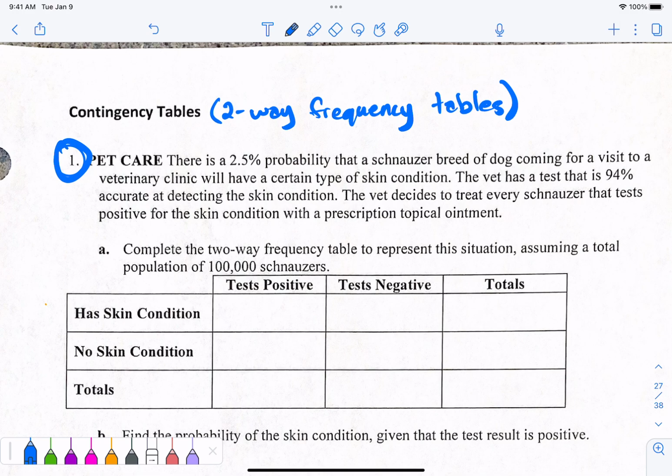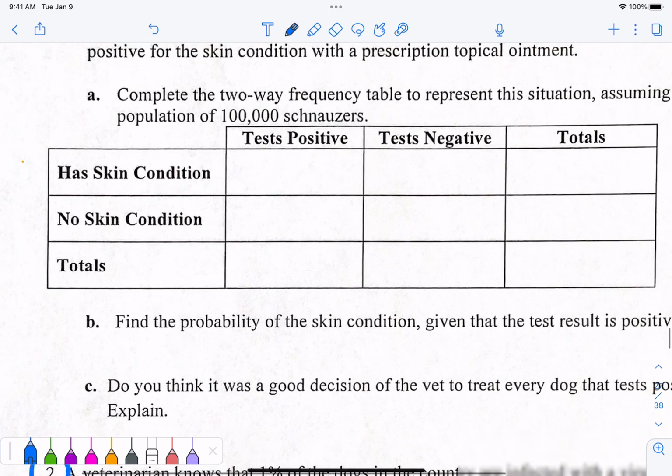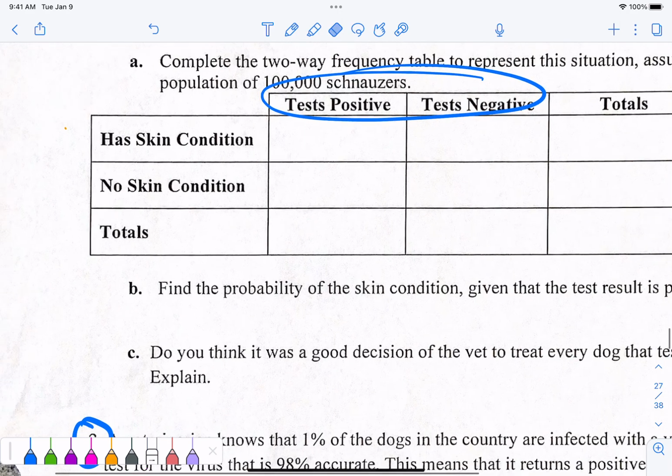So we have two things that are happening, okay? If we look at this two-way frequency table, we have how the test is resulting, positive or negative, and then we have actually what the result is, okay? So here's the deal. Let's just talk about this table real quick. Everybody listen. We're talking about a pet here, or a dog, but let's relate this to way back when we had COVID, a couple years ago, all right?